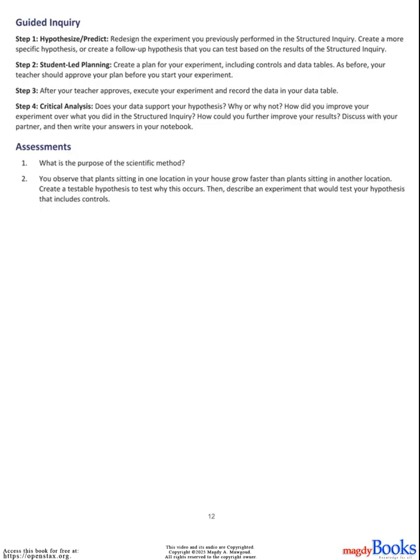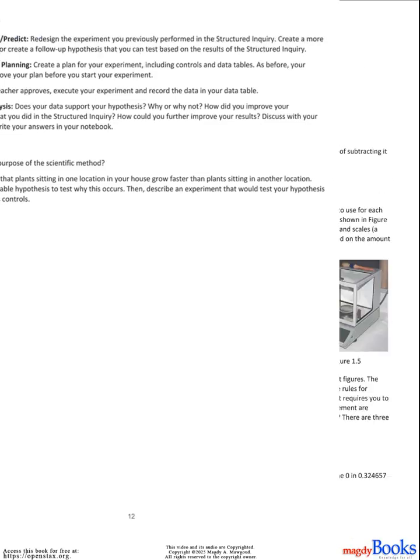F. Assessments. 1. What is the purpose of the scientific method? 2. You observe that plants sitting in one location in your house grow faster than plants sitting in another location. Create a testable hypothesis to test why this occurs. Then, describe an experiment that would test your hypothesis that includes controls.